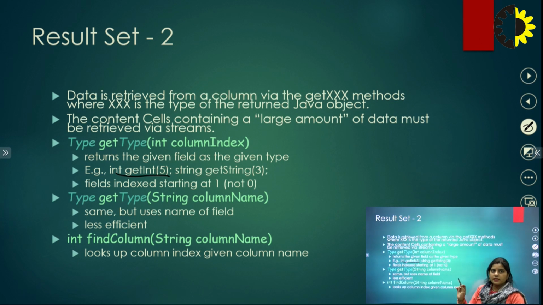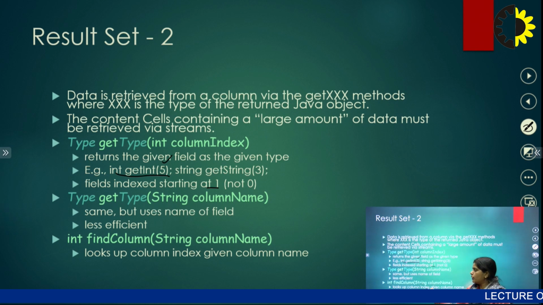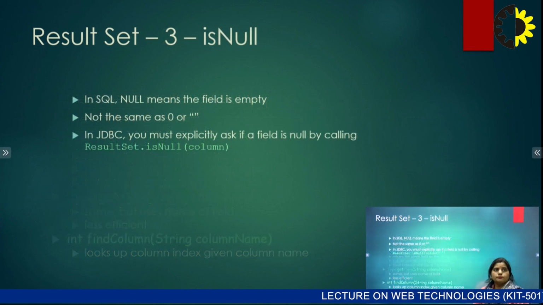The field index starts at 1, not 0, so here we have an index value inside the brackets. The getType(columnName) method is the same but uses the names of the fields, and it is less efficient compared to getType(columnIndex). And findColumn looks up the column index, given the column name.